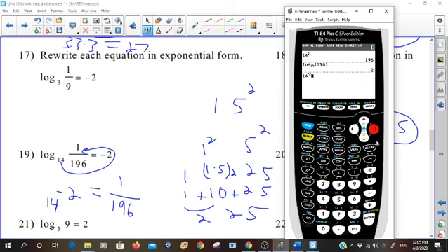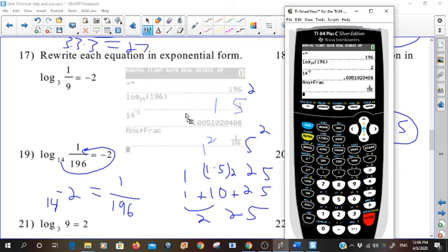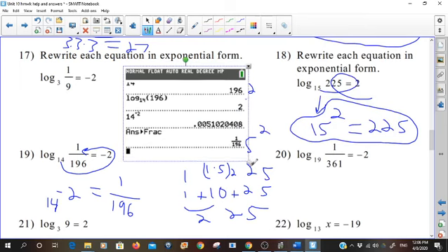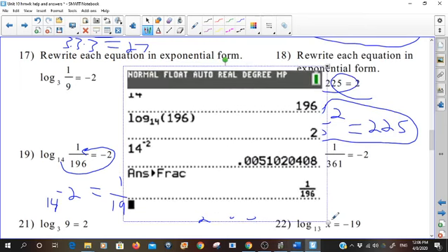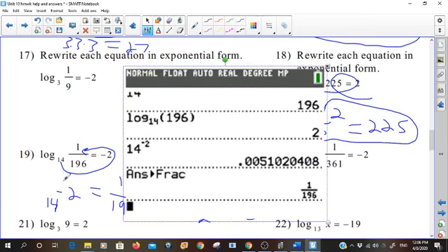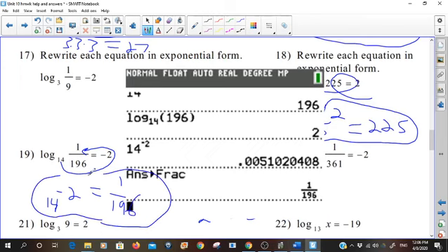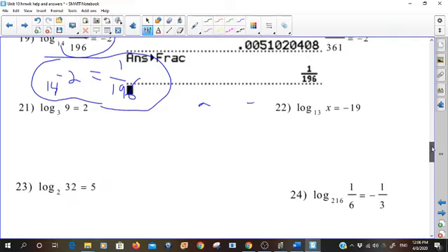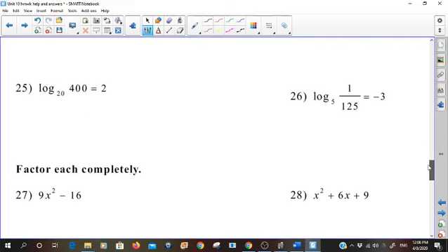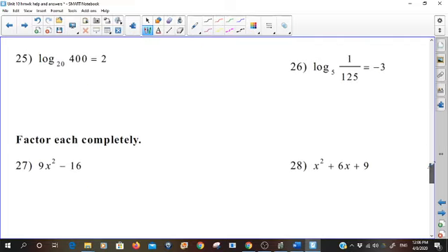Sorry, dry throat. 14 to the negative 2 power equals, then you go to math fraction, and there it is, 1 over 196. This is a true statement, and also we got the form right. That's 196, by the way. Cool. So carry on with these ones and rewriting these from logarithms back into exponential.